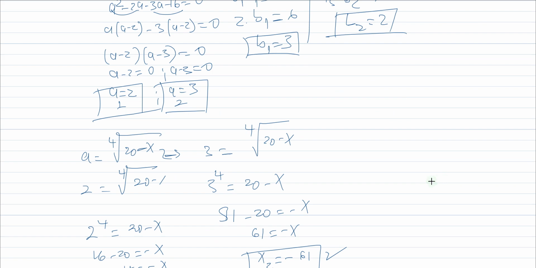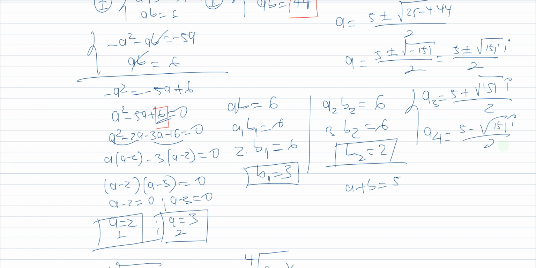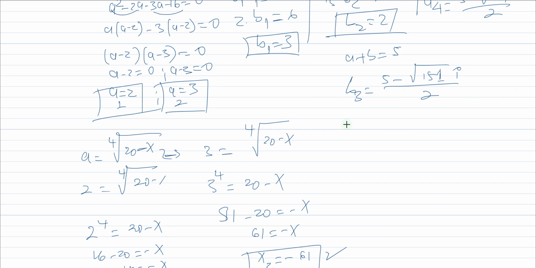Okay guys, so from then we're going to have the value of b. We have that a plus b is equal to 5, and if I want to find the value of b from here, a3 is going to be 5 plus square root of 151i divided by 2, and a4 is 5 minus square root of 151i divided by 2. Okay, so replacing the values of a3 and a4 in this equation here, we're going to have that b3 actually is going to be 5, we just change the sign, minus square root of 151i divided by 2, and b4 is going to be 5 plus square root of 151i divided by 2. So these are the values of b.